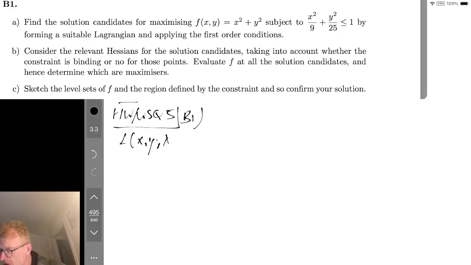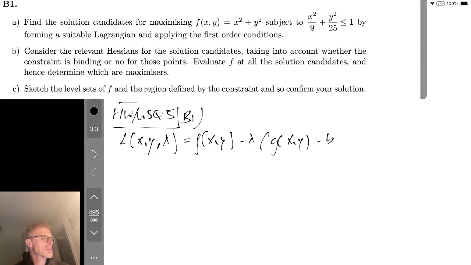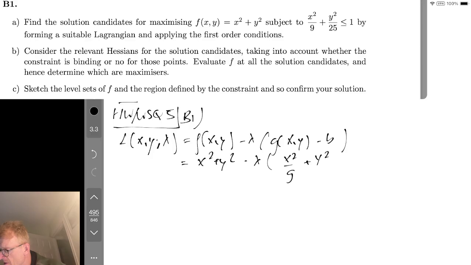L of x, y, lambda is f of x, y minus lambda, g of x, y minus b, which is x squared plus y squared minus lambda, and those are circles, and this is an ellipse, minus 1.